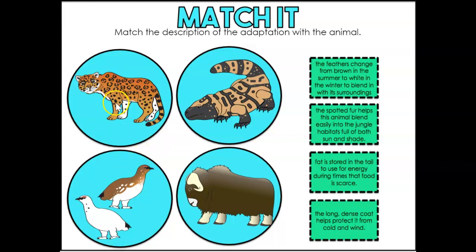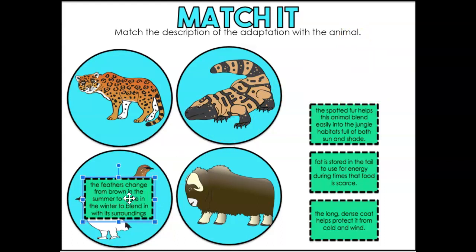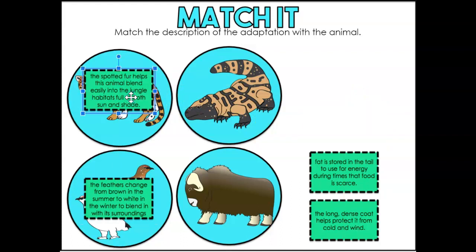Looks like we have some type of cat, some type of lizard, maybe like a buffalo, and some types of birds. This first one says the feathers change from brown in the summer to white in the winter to blend in with its surroundings. It wants to blend in so then it doesn't get eaten by predators. The spots. Spotted fur helps this animal blend easily into the jungle habitats full of both sun and shade. So that's why this cat has spots.